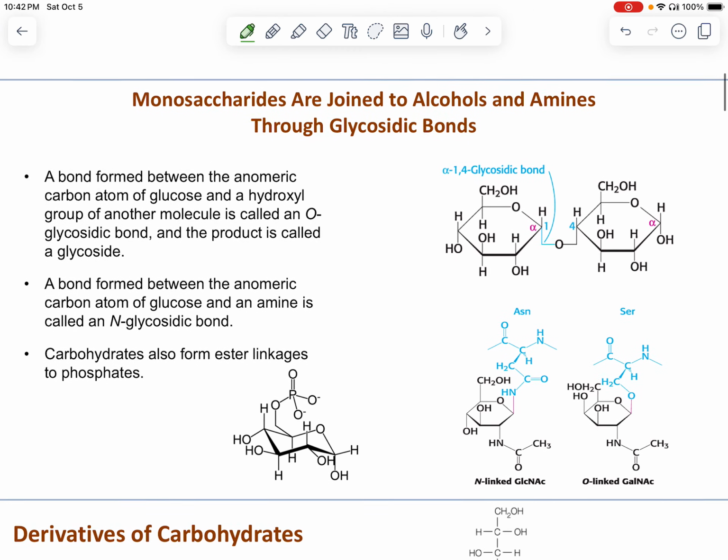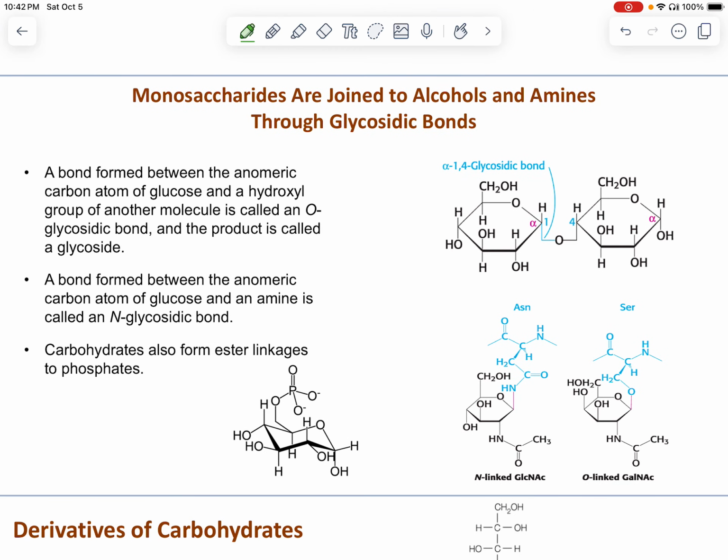This is a slide from that last video, and I just wanted to highlight that we looked at these bonds formed between the anomeric carbon, remember that one that had been the carbonyl carbon of glucose, and a hydroxyl group of another molecule. And we talked about the fact we could have O-glycosidic bonds, so we have that oxygen in here. Or we can also see that same type of bond occur with a nitrogen as that connector.